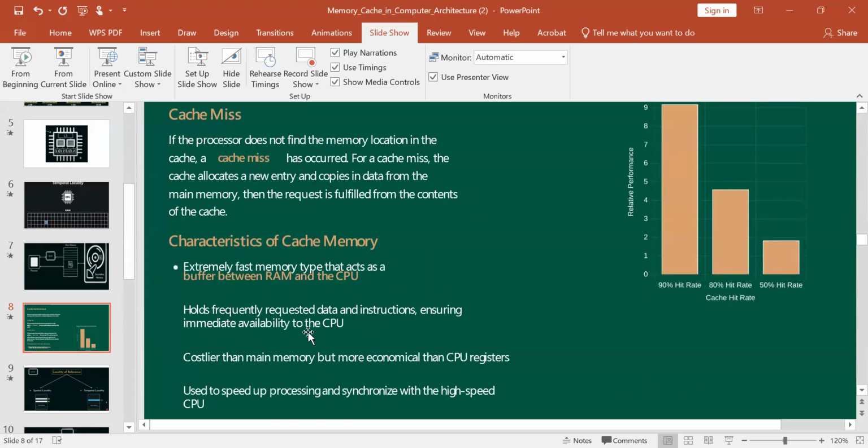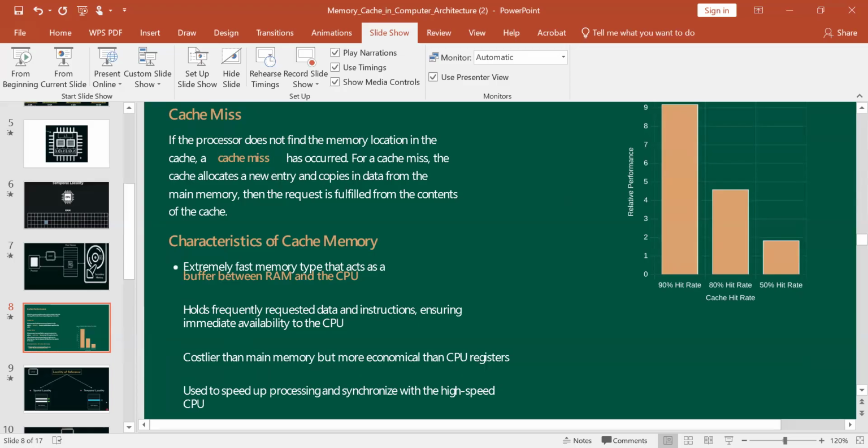Number two, they hold frequently requested data and instructions, thereby ensuring immediate availability to the CPU. So whenever we are working on any program, the cache memory knows what data will be immediately requested, or what data is frequently requested by the user or by the particular program, and it's immediately kept in that cache and then delivered to the CPU. It is, however, a bit costlier than main memory, but more economical than CPU registers.